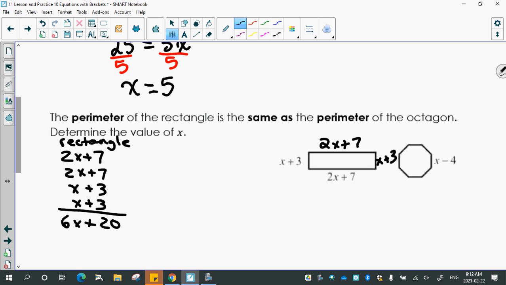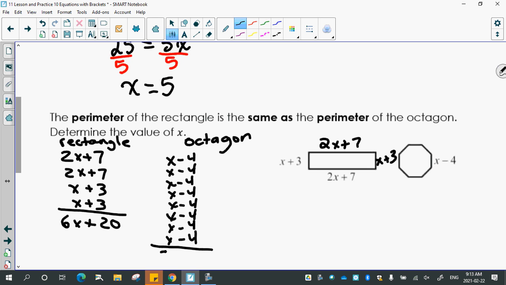6x plus 20. How many people got 6x plus 20 for the rectangle? Okay, awesome. No matter which way you did it. So then I saw some cool things for the octagon. I saw some people adding up x minus 4 8 times, which is perfectly fine. They were checking to make sure they had 8 as I was walking around. And then we got 8x minus 32.